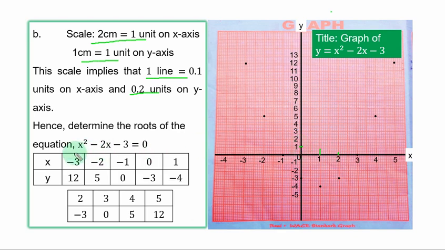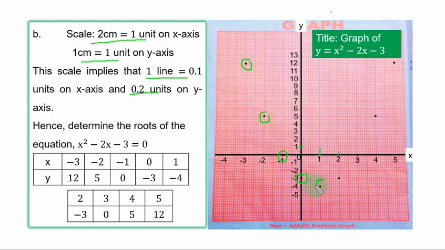The first one: when s is minus 3, y is 12. So 12 and minus 3, this is the point of intersection. Minus 2, 5, this is the point of intersection. Minus 1, 0: when y is 0, s is minus 1. You plot that one directly on the s-axis. When s is 0, y is minus 3. You plot it directly on the y-axis.